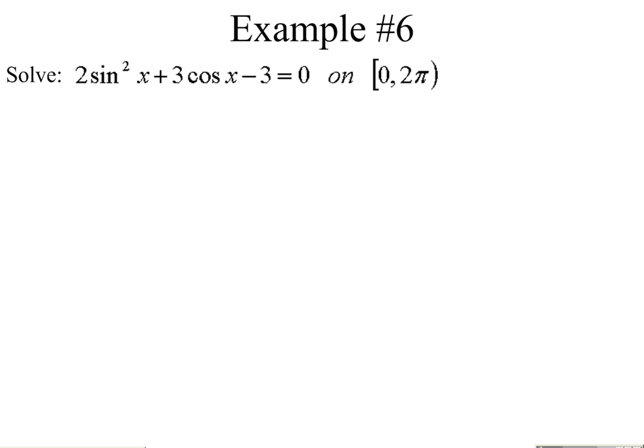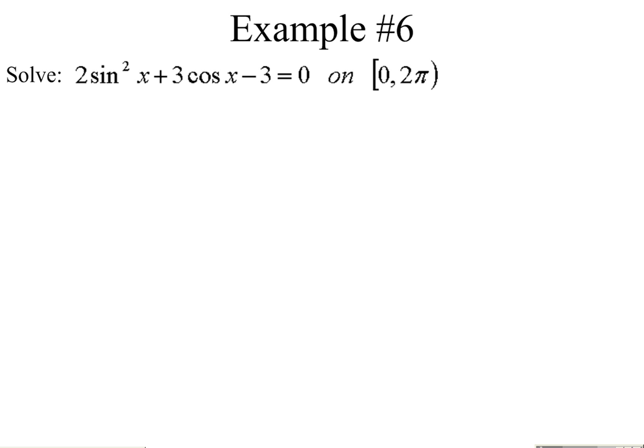Today we're going to have multiple trig functions in our equations, which we are going to need to make some identity substitutions in order to rewrite them all in terms of one trig function. We're also going to come across equations where we have period changes that we're going to have to take into account for our solutions. So here, 2 sine squared x plus 3 cosine x minus 3 equals 0.